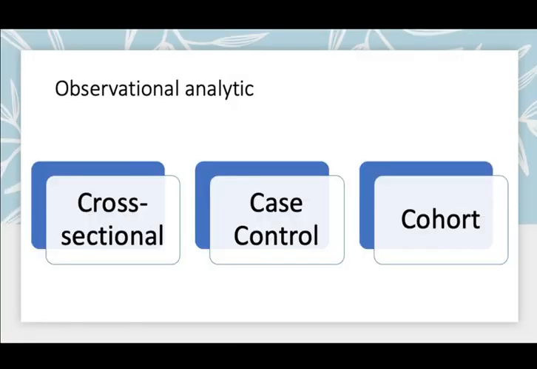Now, the different types of observational analytical studies include cross-sectional, case control, and cohort. Again, this discussion will focus on analytical studies that are most commonly utilized in healthcare research, especially among residents.